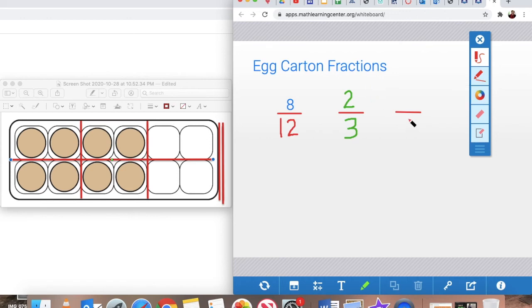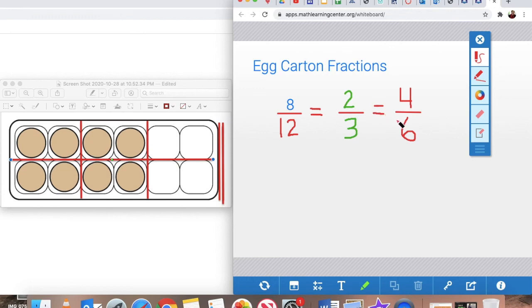So we now have 6 sections. How many of those sections are filled with eggs? 1, 2, 3, 4. These 2 are not. So this fraction can be represented as 4/6. 4 out of 6 sections are full. What this tells me is that 8/12 is equal to 2/3, which is equal to 4/6.